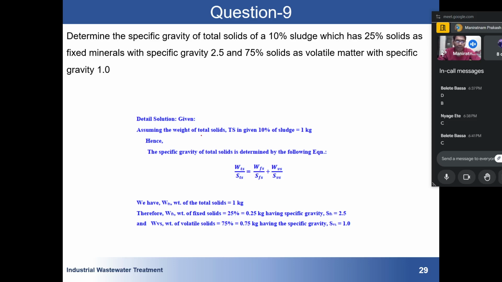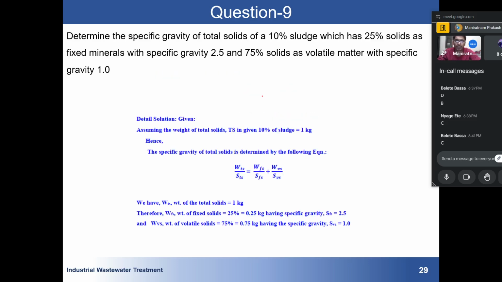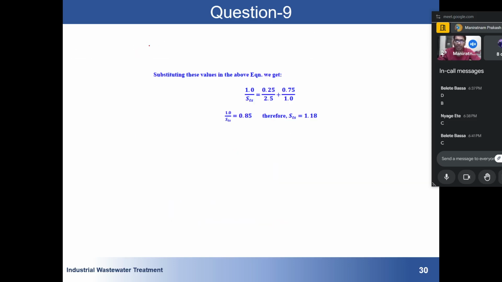WTS is the weight of the total solid. TS means total solid. Then we have WFS, the weight of the fixed solid. S is the specific gravity of fixed solid. Then WVS is the weight of volatile solid. And similarly, STS is the specific gravity of total solid. We will be putting all these values, and we have to find the specific gravity of total solid. After putting these values, we find that STS is equal to 1.18.